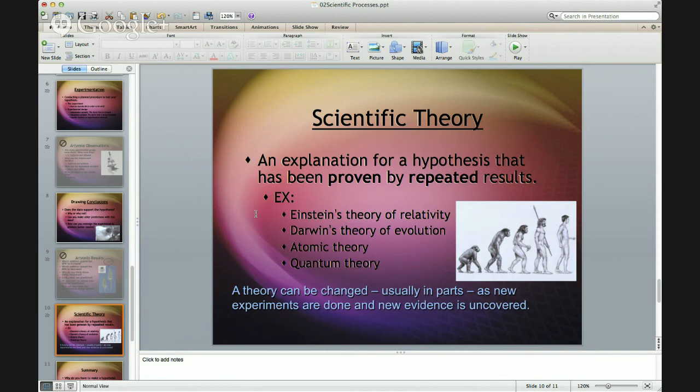it's something that occurs. We pretty much know that it's true, but there are still those sort of unknown bits and pieces out there. And so like you see down here, a theory can be changed in parts as new experiments are done and new evidence is uncovered. A theory can eventually become a law if we do discover those pieces. So I really need you to understand this idea that theory isn't just our best guess. It's actually what scientists believe to be true.